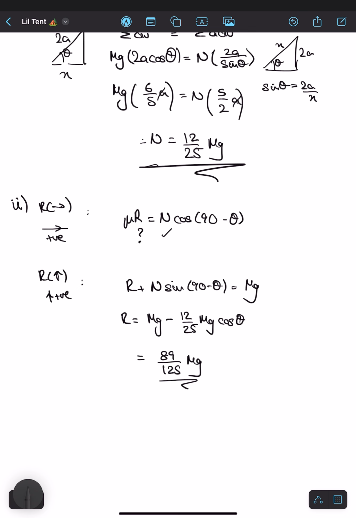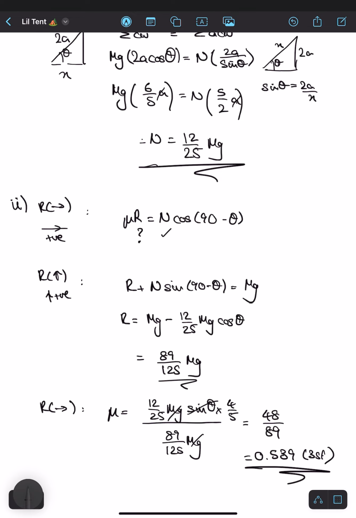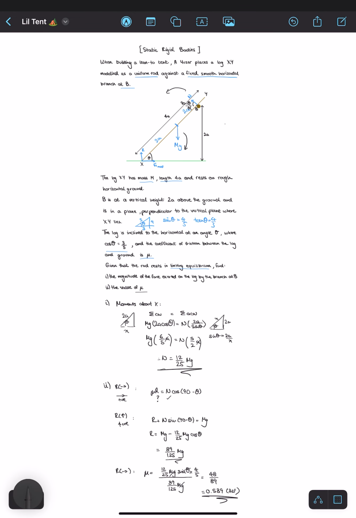I can find what mu is by resolving horizontally. So resolving horizontally again, mu is equal to 12 over 25 mg, which is N, times cos 90 minus theta, which is just sine theta, divided by R, which is 89 over 125 mg. My mg's cancel, and my sine theta is 4 over 5. And if I multiply that, I get 48 over 89, which is equal to 0.539 to 3 significant figures as my coefficient of friction. And this is how you'd solve a static rigid bodies question for 10 marks.